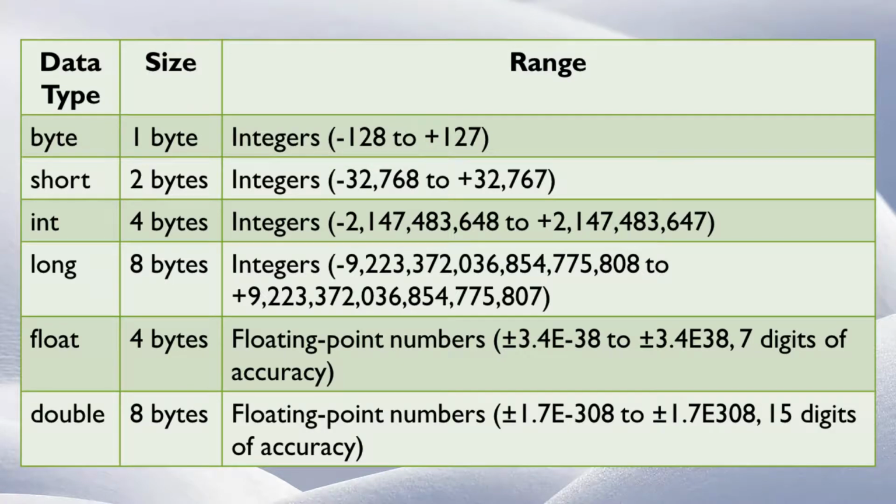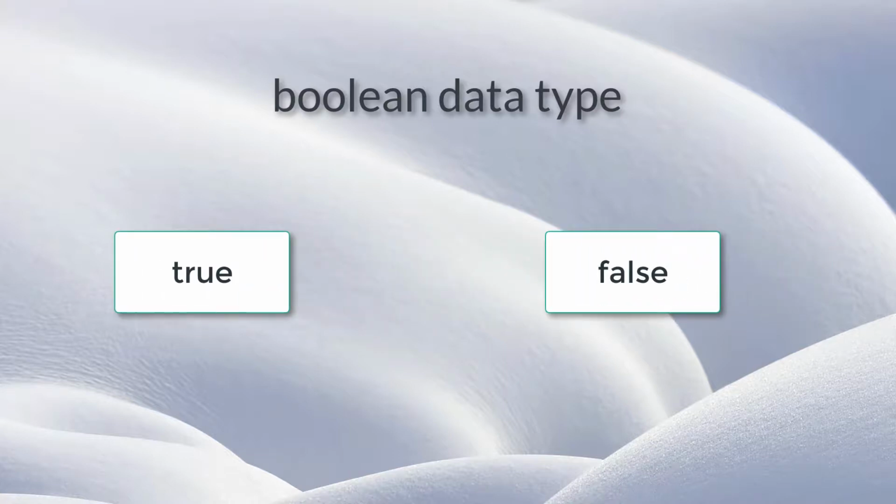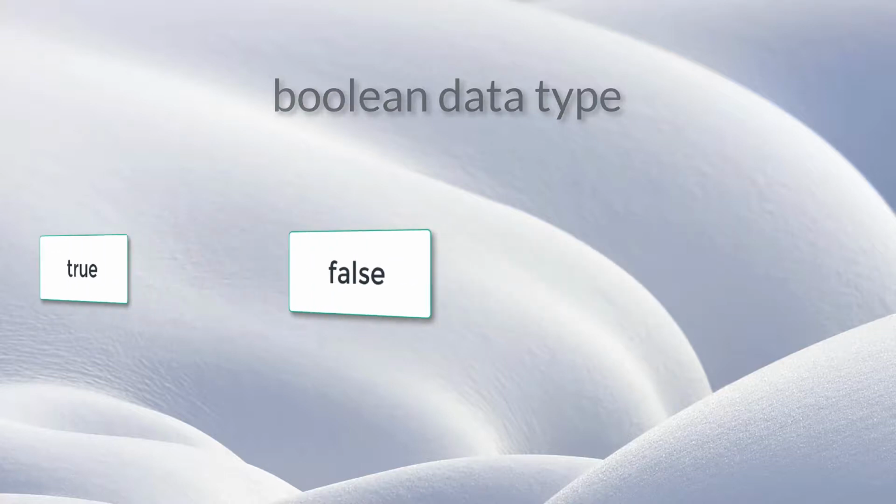Some other data types that we will work with include Booleans. So the Boolean data type has only 2 possible values, either true or false. Use this data type for simple flags that track true or false conditions, and this data type represents 1 bit of information, but its size isn't something that's precisely defined.